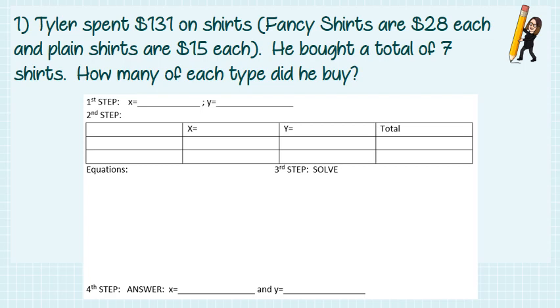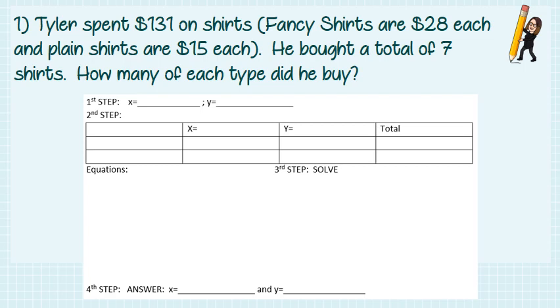To start off, Tyler spent $131 on shirts. Fancy shirts were $28 each, and plain shirts were $15 each. He bought a total of 7 shirts. How many of each type did he buy?